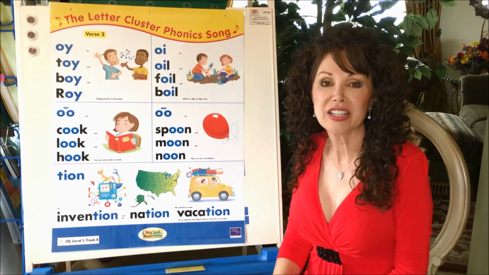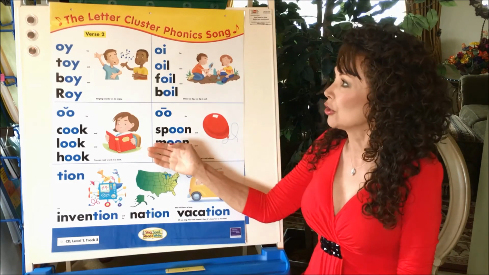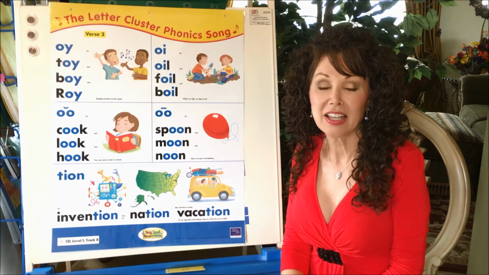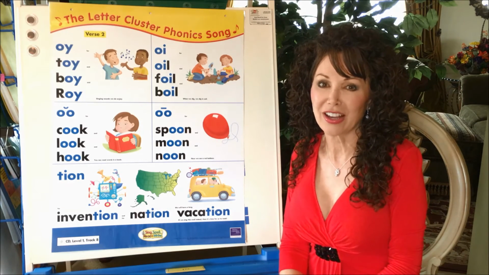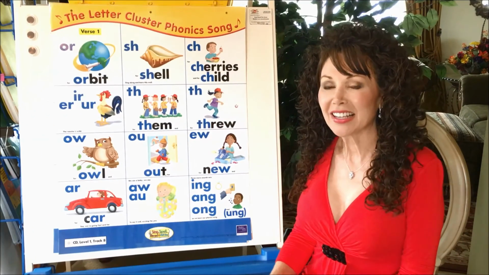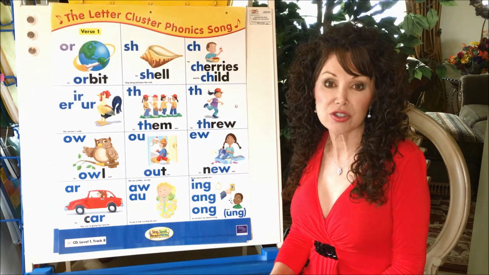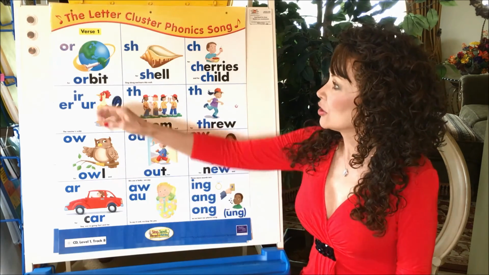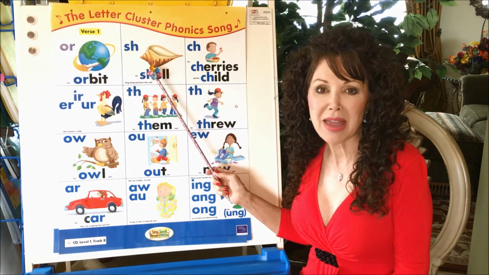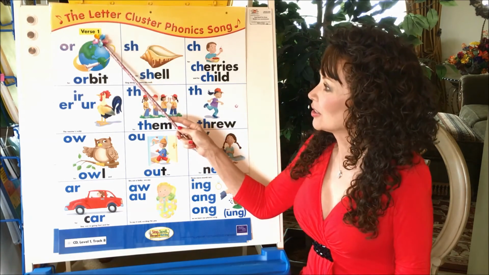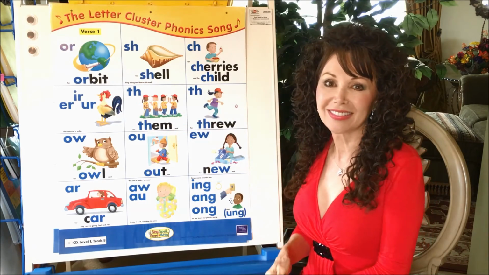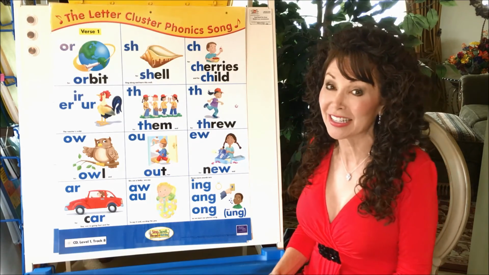Excellent. You did a great job learning verse 2 of the Letter Cluster Phonics song. Next, we'll put the two verses together and sing them one right after the other. If you're taking lessons with me, make sure to have your songbook open, and we'll begin with verse 1. I'm going to use my magic wand to point as we sing. You use your magic pointer and sing along. Let me hear you singing nice and loud.